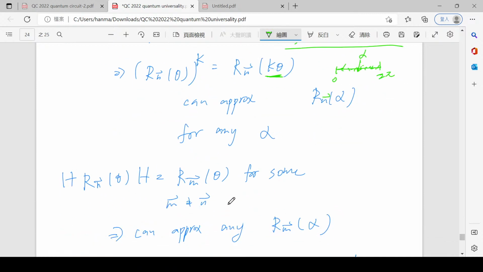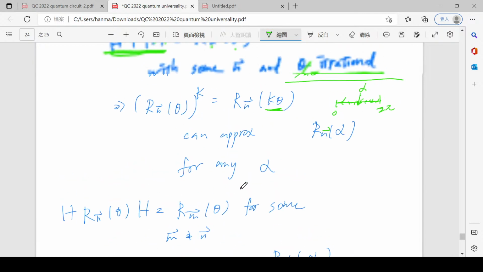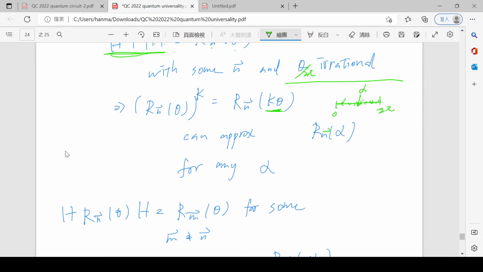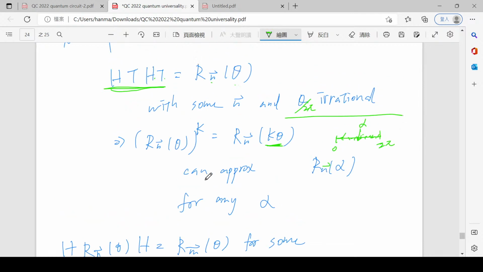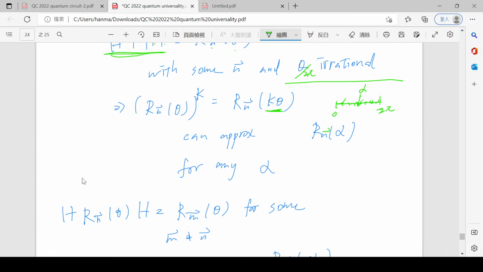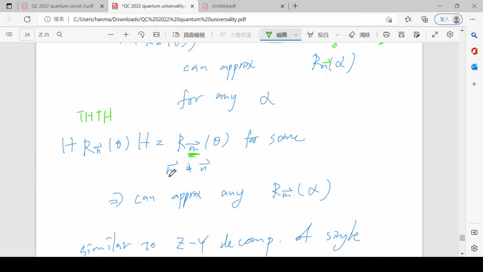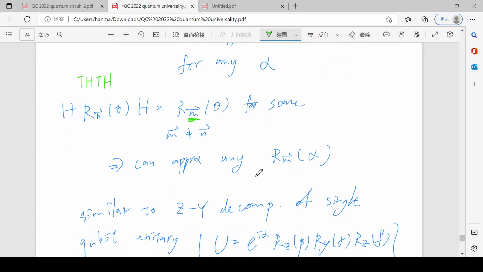You can also show that, and yeah, so you sandwich this R_n(theta) with gamma. So I believe this thing is actually theta. But anyway, you do this, and that will be the same rotation angle theta. But what's important now is you will get a rotation on a different axis, a different direction m. Okay, m not equal to n.